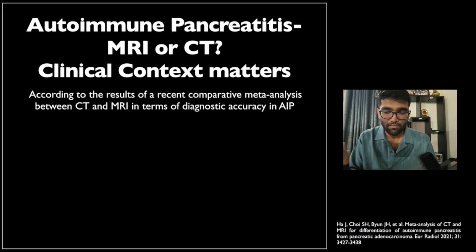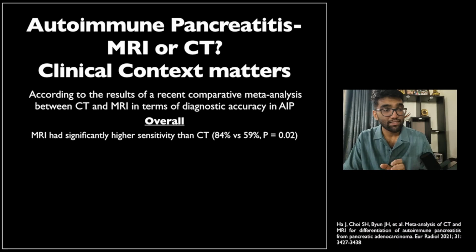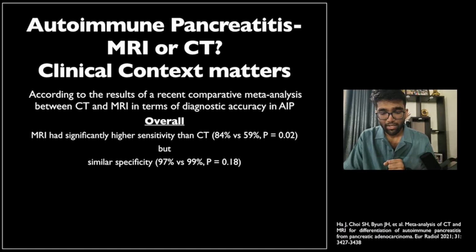So in a recent comparative meta-analysis, which I've given a citation to below, there was a comparison between CT and MRI in terms of diagnostic accuracy in autoimmune pancreatitis. So overall, that is in both differentiating autoimmune pancreatitis from chronic pancreatitis and from mass forming lesions, MRI had a significantly higher sensitivity than CT. So this was around 84% as compared to 59% with CT. But there was similar specificity. So you're more likely to pick up something on an MRI, but once you do pick it up, the LR positivity is around the same.